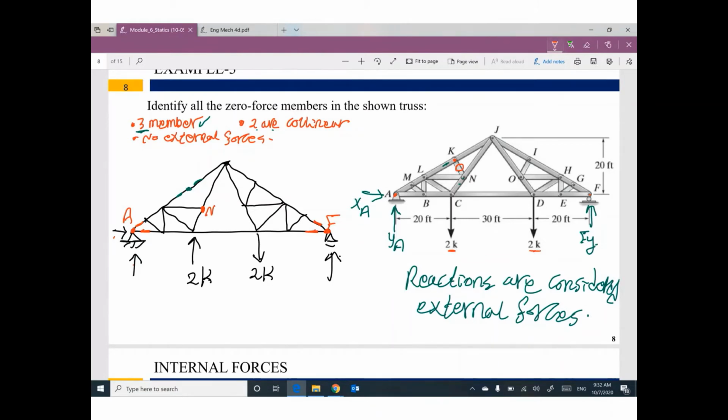Then go back to joint N one more time. At this moment, how many members at joint N? 3. 1, 2, 3. Do you have external forces? No. That means this member will be 0. So this member LN is 0. Go ahead and delete it.